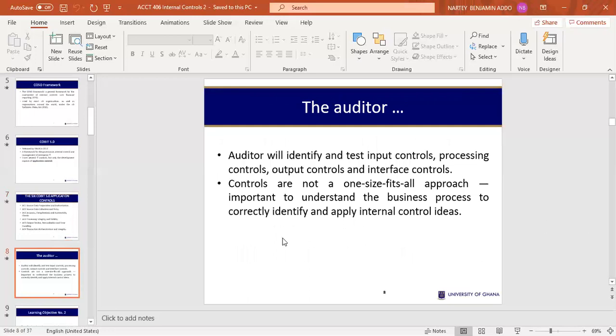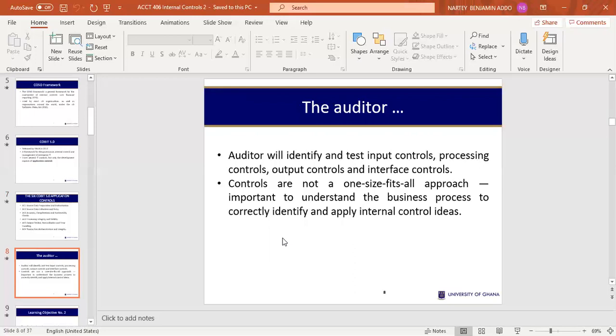So we know, as I indicated in our previous lecture, that internal auditing and internal control are the basis for corporate governance. So the auditor will identify and test input controls, you see. As an auditor, we'll look at auditing in our next lecture. He has to test and express his or her opinion on the input controls, whether they are adequate, whether there are no material weaknesses in these input controls.